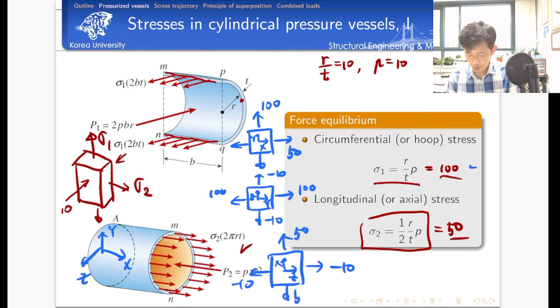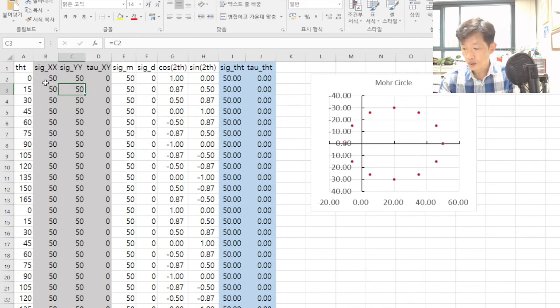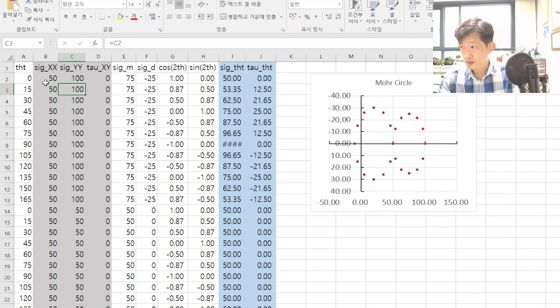Okay, so we are ready for the investigation using the Mohr circle. So let's try to build the Mohr circle. Let me activate my Excel spreadsheet here. The first, for xy, sigma x was 50, and then sigma y is 100. Okay, then this is my new Mohr circle.